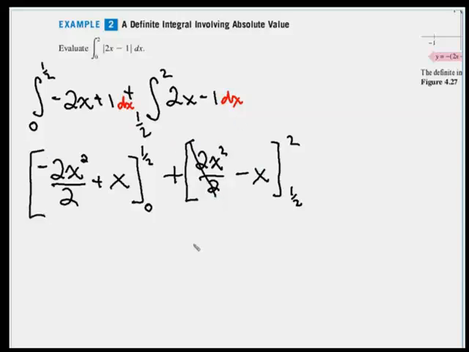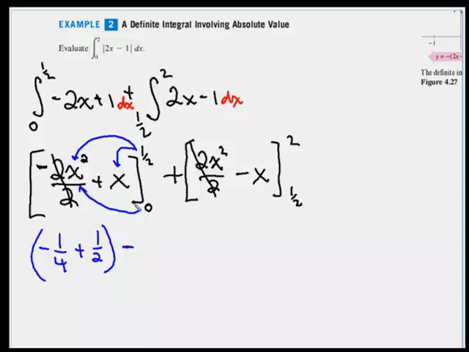And of course these 2's will cancel, these 2's will cancel, but the negative is still there. We can't forget about that. And let's start running our upper and lower limits through. So first we're going to plug in this 1/2. 1/2 squared is 1/4, and it's negative 1/4. Plus 1/2. So that's our first piece. And then we're going to subtract when we run the 0 through. So negative 0 squared is 0, plus 0. That is our first piece of the integral.